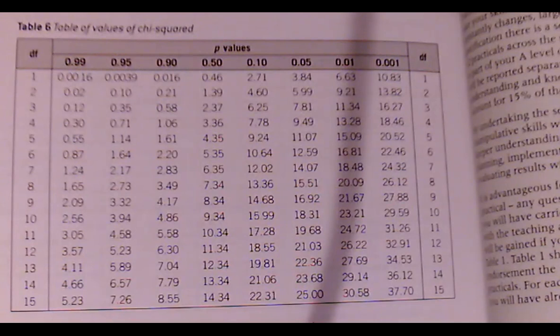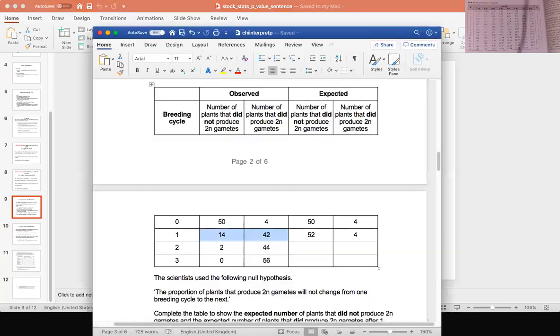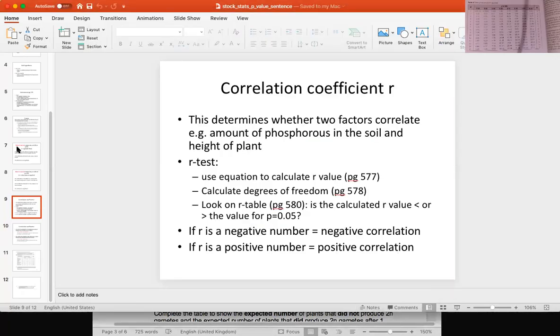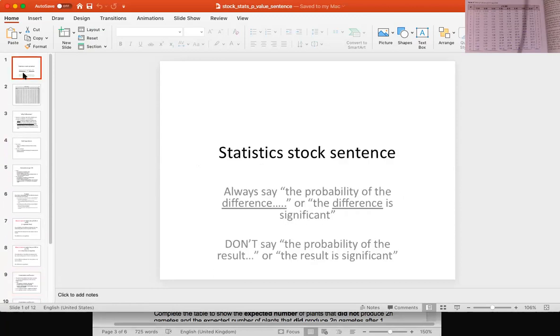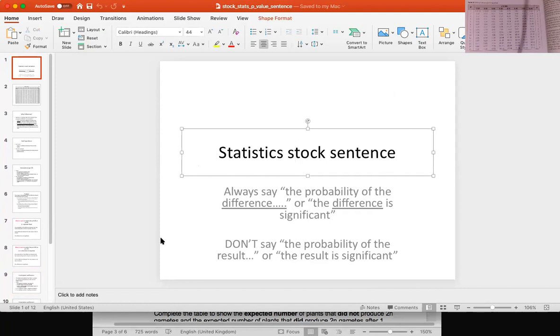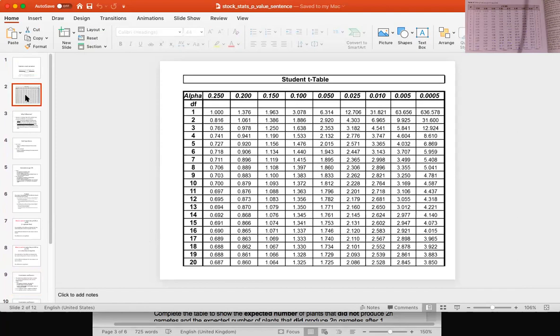There is a PowerPoint available to you that will help you with this and help you hopefully write a good answer. So let's just go to that PowerPoint really quickly. Not that slide, this is the PowerPoint. It's called Statistics Stock Sentences, and you'll find that in the statistics section of the team. It's all about how to write a good sentence. I'm not going to take you through the whole PowerPoint because you can spend some time looking at it.